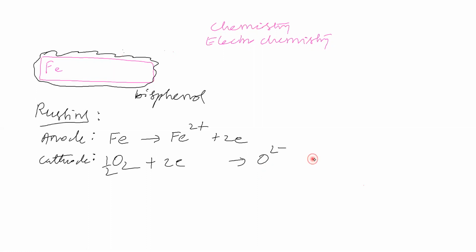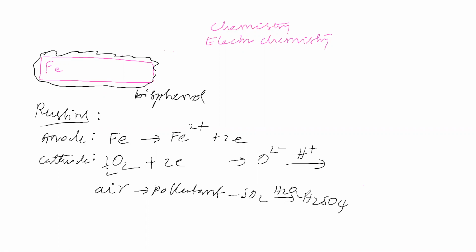This O2 minus takes H plus. From where? This air contains pollutants. Suppose the pollutant is sulfur dioxide. The sulfur dioxide mixes with the moisture and gives sulfuric acid. That sulfuric acid supplies this H plus. So this O2 minus takes this H plus and becomes water. So the cathodic process takes place.